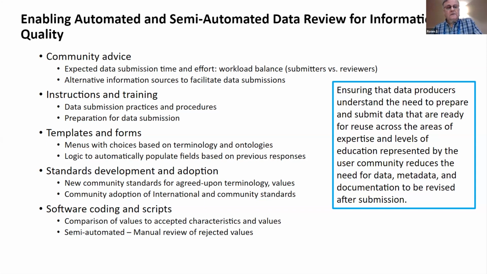providing any alternative information that we can for the data submitters, as well as instruction and training. And if we can offer them any kinds of templates and forms to at least semi-automate that process, that would certainly help. And informing them about the standards that might be available, either international or community standards, as well as any coding and scripts that might be able to help facilitate this automation process.